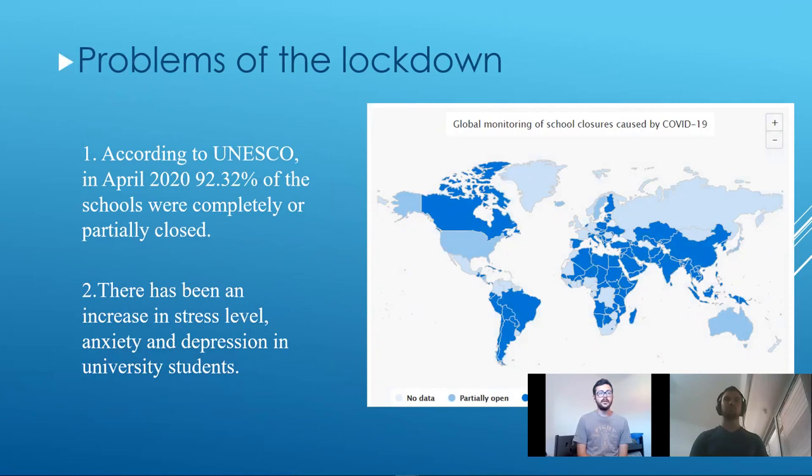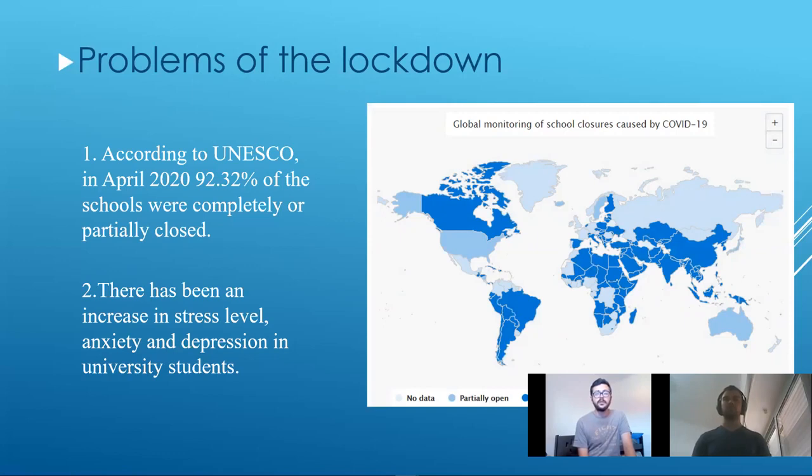These measures have some problems, especially with education. The United Nations Educational, Scientific and Cultural Organization, UNESCO, states that because of the pandemic in April 2020, 92.32% of the schools were completely or partially closed around the world. You can see this information in the image.